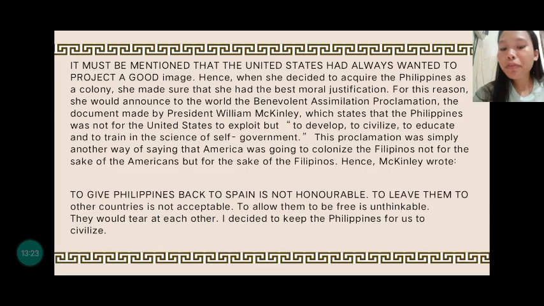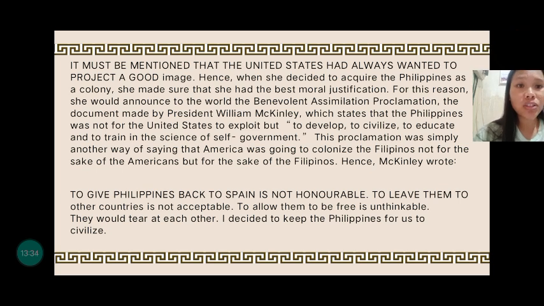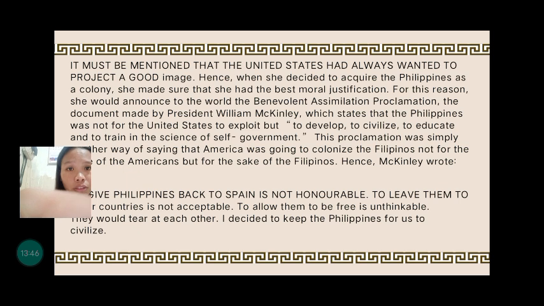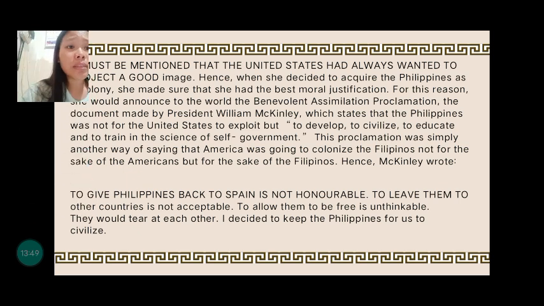So next is the Department of Mindanao and Sulu and Philippinization. It must be mentioned that the United States had always wanted to project a good image. Hence, when she decided to acquire the Philippines as a colony, she made sure she had the best moral justification. For this reason, she announced to the world the Benevolent Assimilation Proclamation, the document made by President William McKinley, which states that the Philippines was not for the United States to exploit but to develop, to civilize, to educate, and to train in the science of self-government.